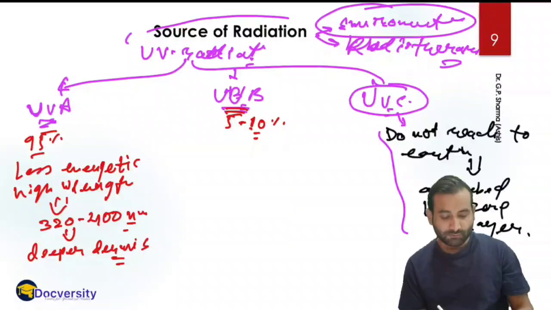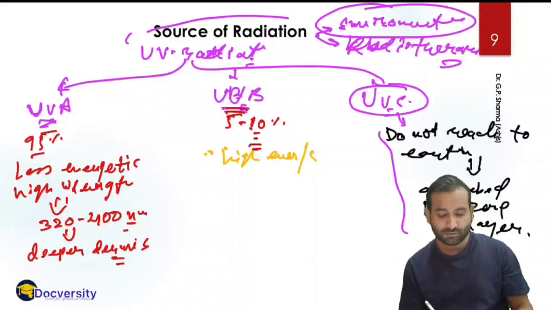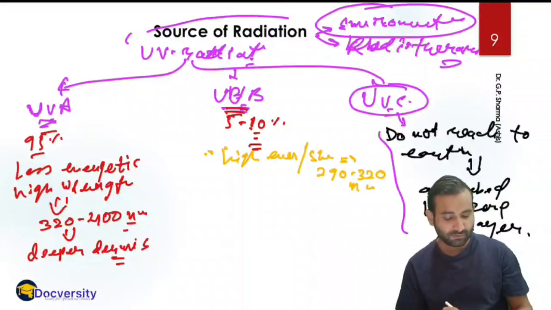And then UVB radiation, about 5 to 10% of the UV radiation reaching the Earth. They are highly energetic, but they have a short wavelength. Short wavelength means about 290 to 320 nanometer. This is easy for you to remember. See, 320 starts from here, 320 ends over here, right? Hope you understand.